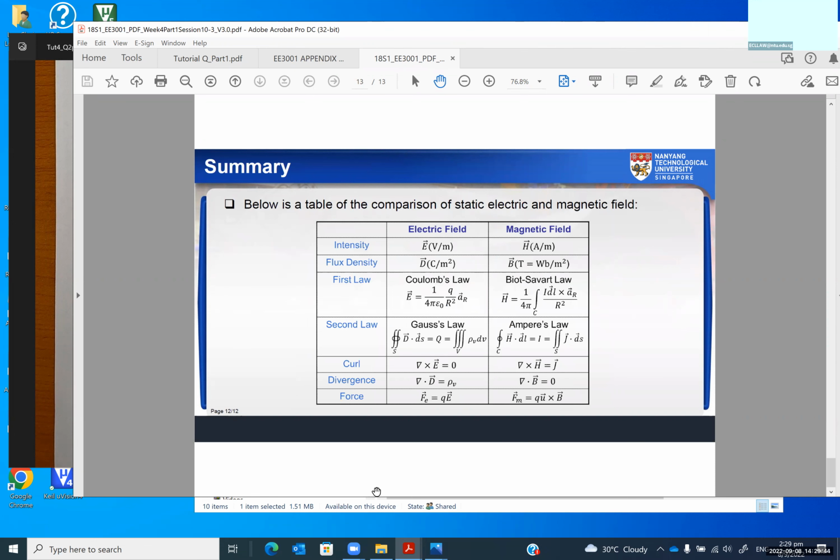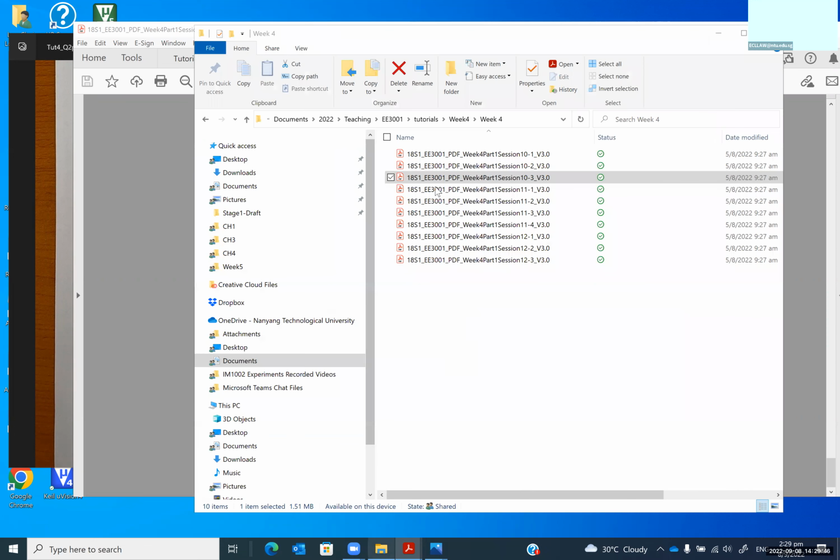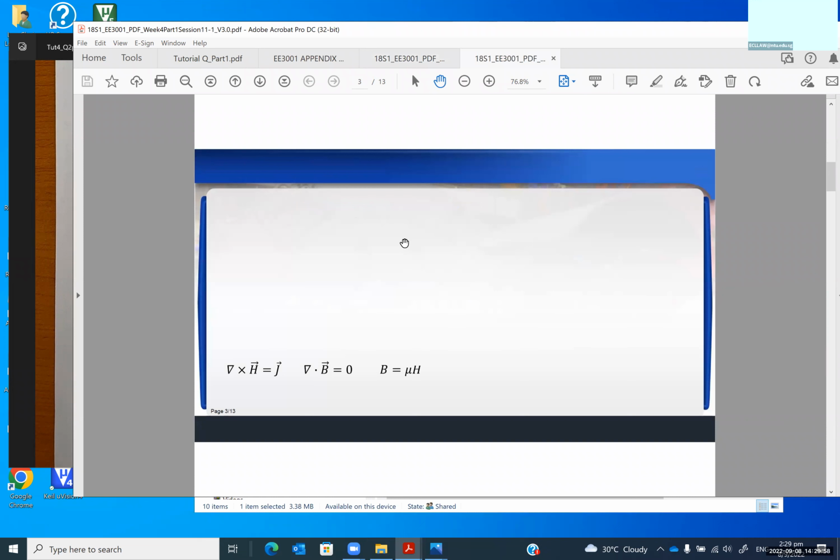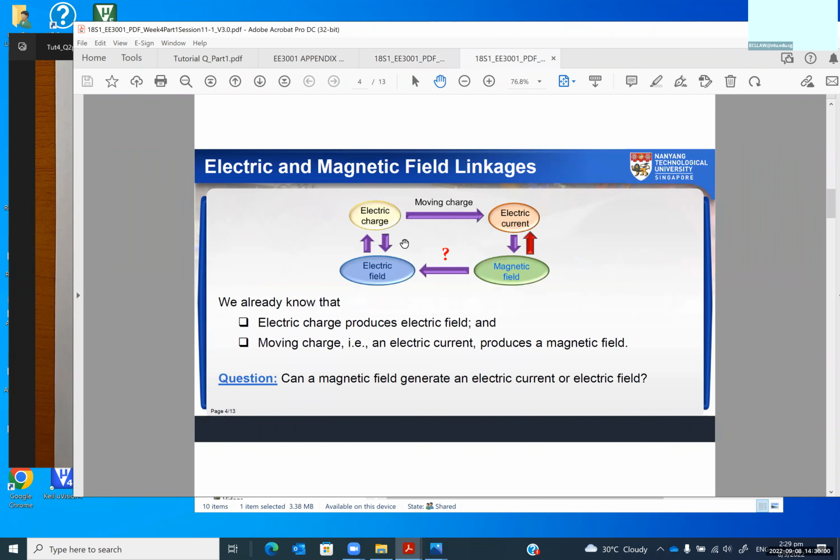Okay, so that's one set. You have to go through all this remaining. So 11-1, I think we'll talk about flux, Faraday's law, which you need to solve your first question. Okay.